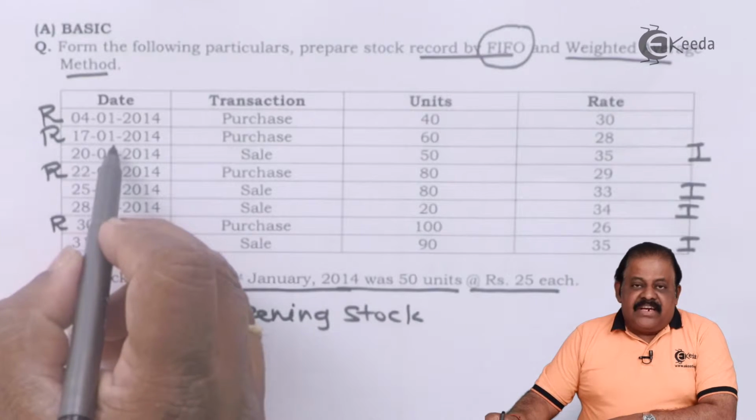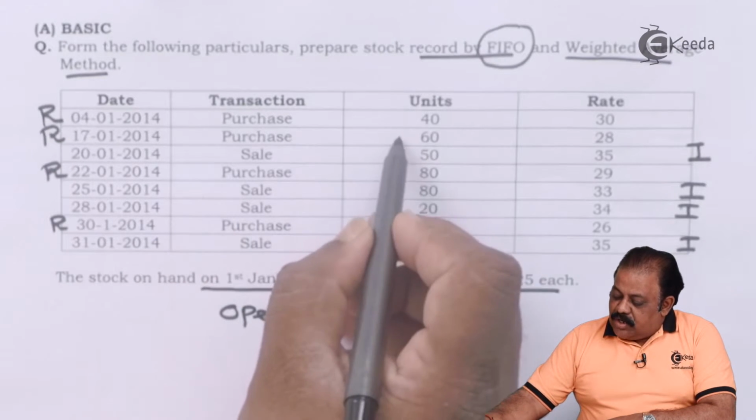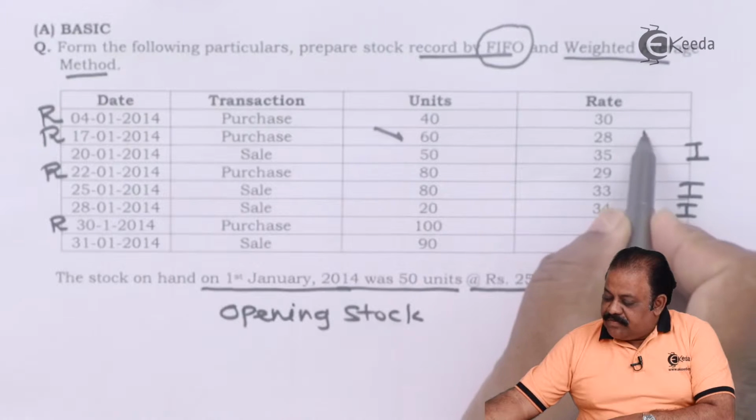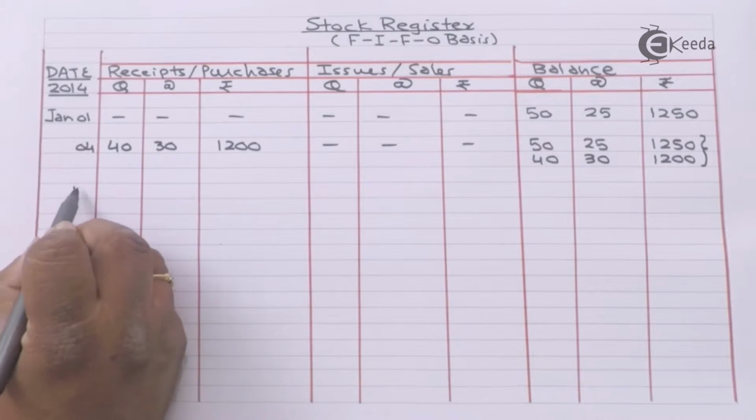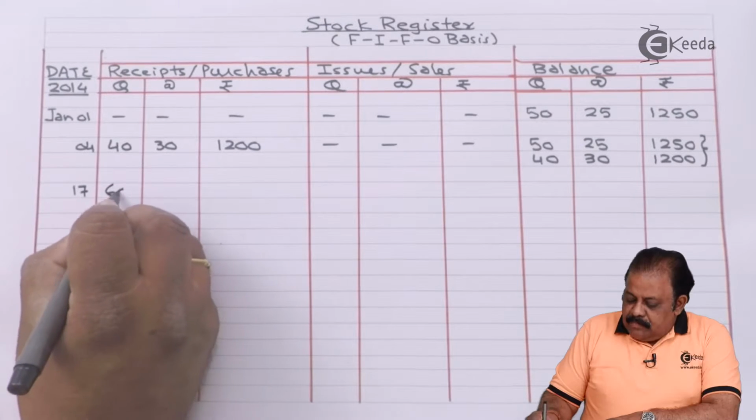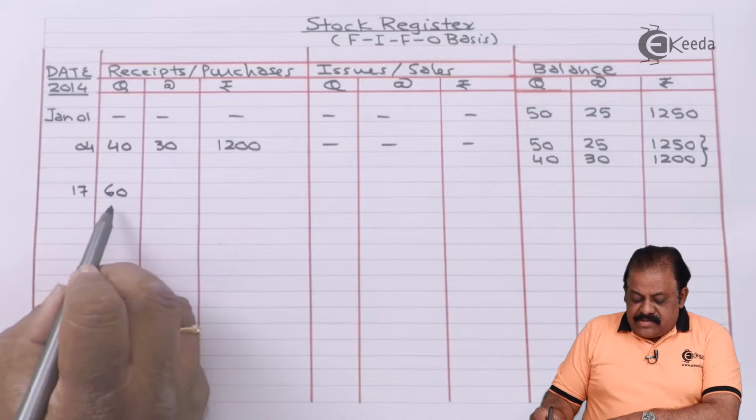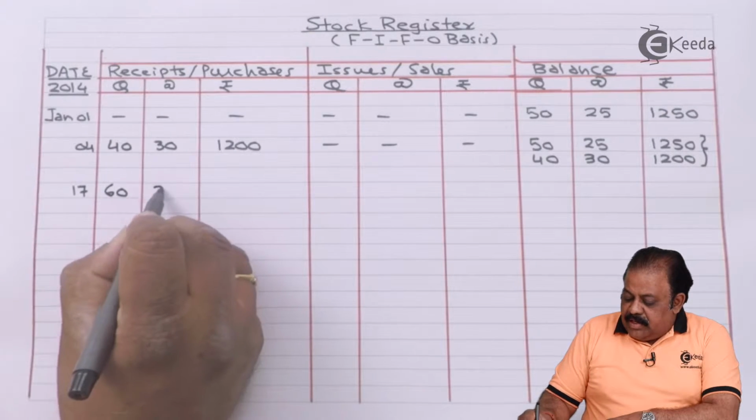On 17th of January, again there is a purchase of 60 units at the rate of 28. In quantity columns we have entered 60 units, rate is given 28.